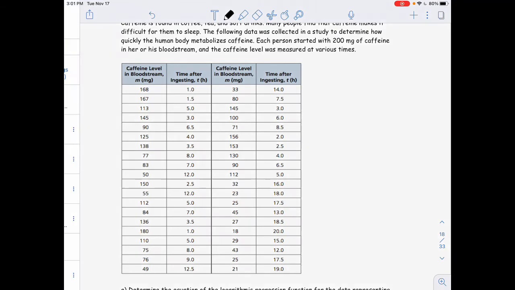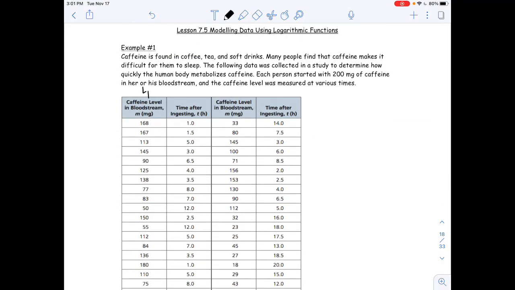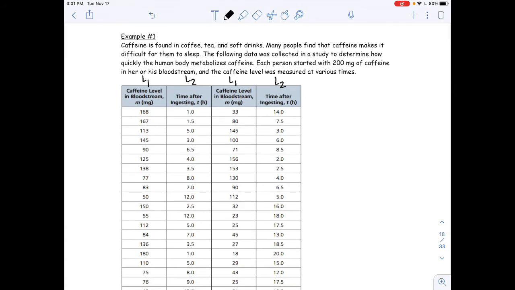So step 1, don't forget to, for this one, your caffeine level, guys, will be your L1s. Your time after ingesting can be your L2s. So as long as you're consistent, it's fine. So your caffeine level is L1. Your time after ingesting will be your L2.